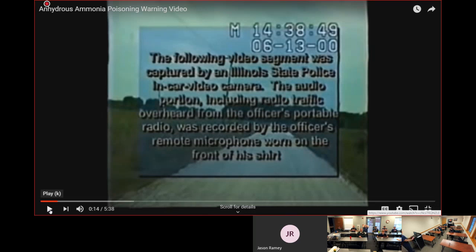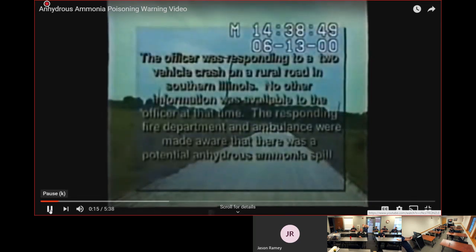All right, well, anyways, long story short, this says that this Illinois state trooper was dispatched to a vehicle accident. The state police officer wasn't given any of the background information that there was anhydrous involved or farming equipment, just that it was a car accident. In a strange turn of events, the fire department and ambulance were notified that this is an anhydrous leak. So what you'll get is, as he arrives.